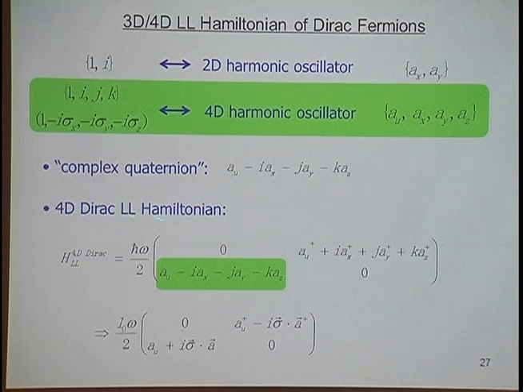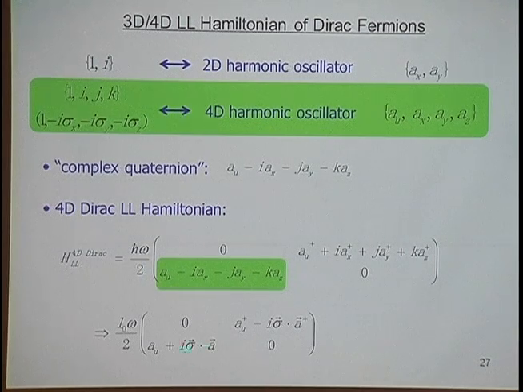And then we can make a complex version because this a is an annihilation operator. We know that in the semi-classical limit, it's just a complex number corresponding to x plus i p. So this quaternion component now becomes a complex number, so it's a complex quaternion. Then you make these complex quaternions, put them here, and take the complex conjugate. And this is the Landau level for 4-dimensional Dirac versions.